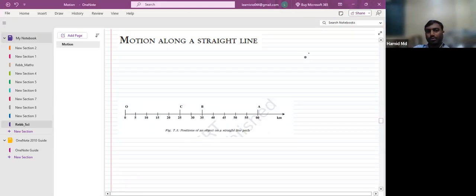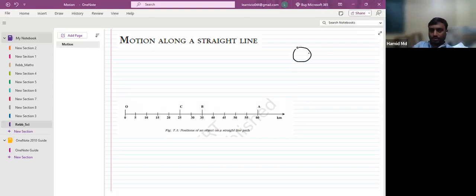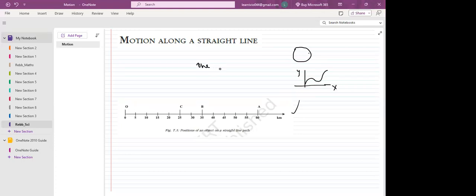So there are a few types of motion. Motion in a straight line is one of them. One is circular motion. Another is motion along a two-dimensional plane. We will be confining ourselves to motion along a straight line, which means motion in one dimension.